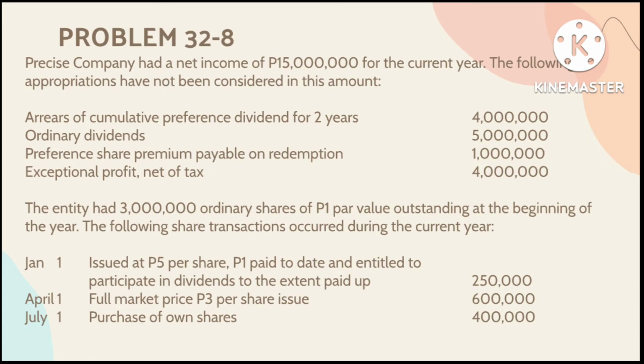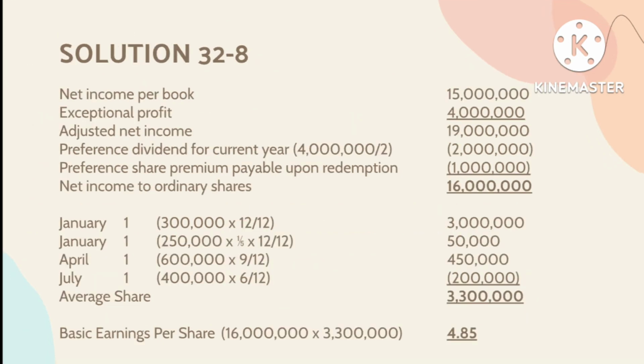The following share transactions occurred during the current year. On January 1, issued at 5 pesos per share, 1 peso paid to date and entitled to participate in dividends to the extent paid up, 250,000. On April 1, full market price 3 pesos per share issue, 600,000. On July 1, purchase of own shares, 400,000.